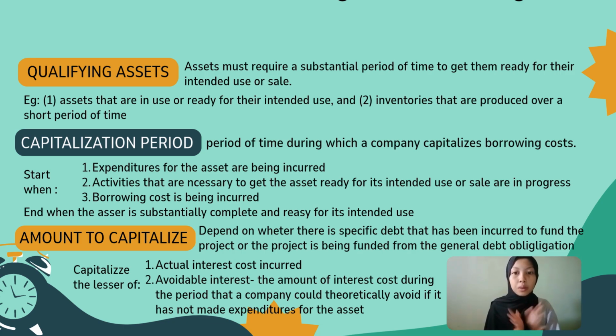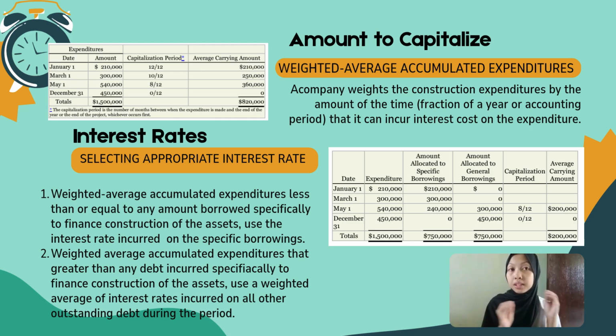And then the last one is the amount to capitalize. It depends on whether there is a specific debt being incurred to fund the project or whether it is being funded from the general debt obligation. The capitalizable amount is the lower of one, actual interest cost incurred, or two, avoidable interest, which is the amount of interest cost during the period that a company could theoretically avoid if it had not made expenditures for the assets. Right? So now we will talk more about that.